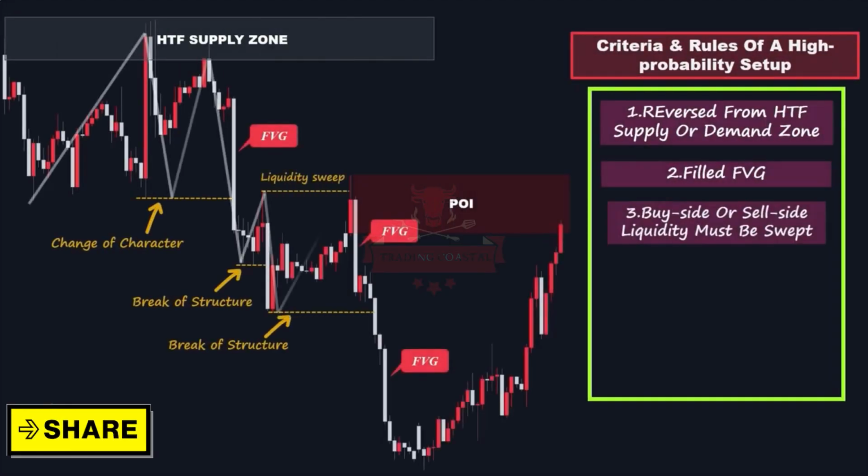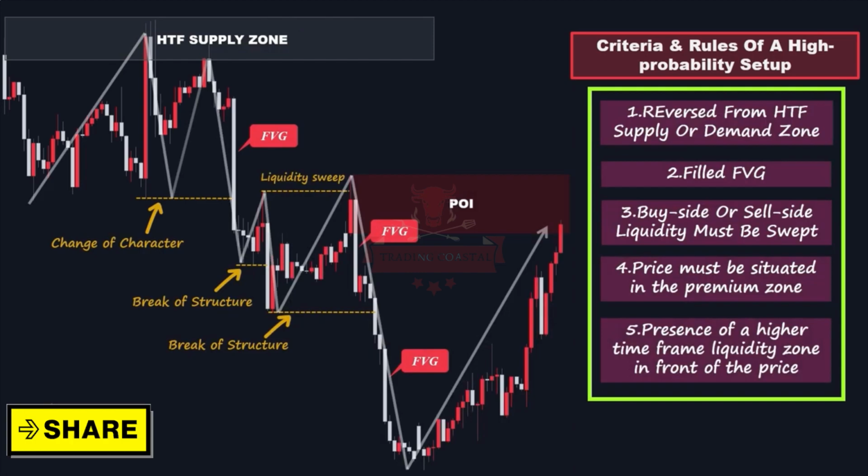Imagine we have a perfect sell setup here that meets the criteria and rules of a high-probability setup. These are the criteria we always look for in the market to identify such a setup. Firstly, you can see that the price is in a strong downtrend and has already reversed from a strong supply zone on a higher time frame.